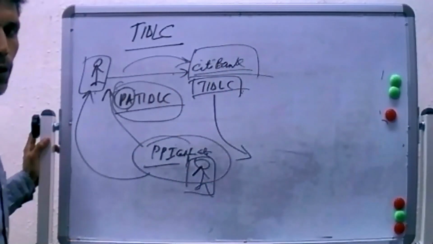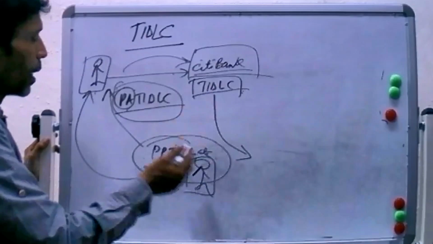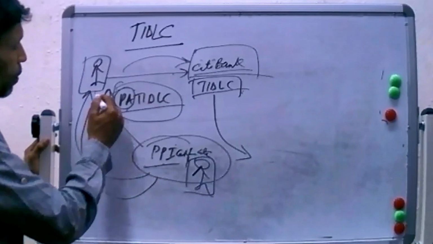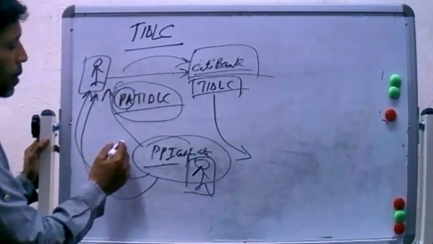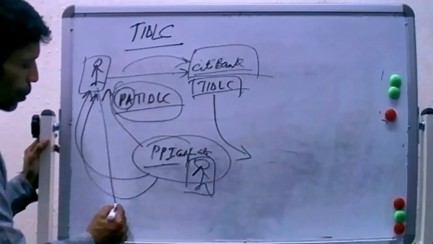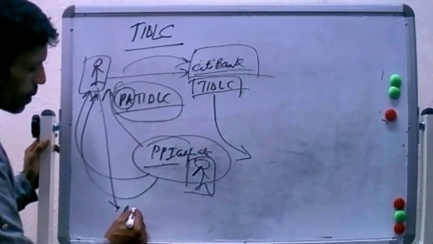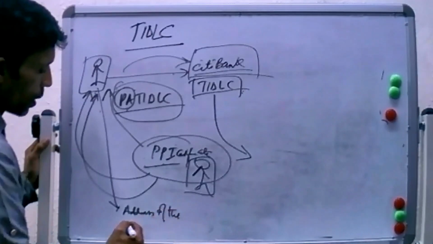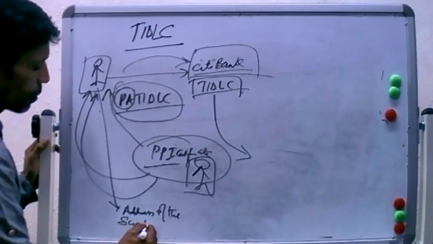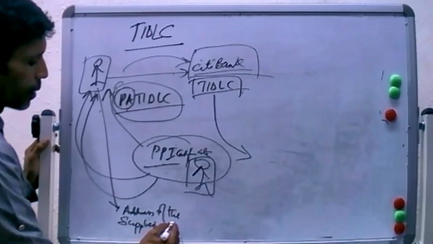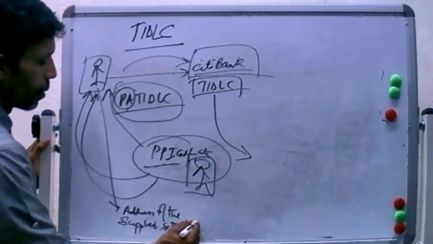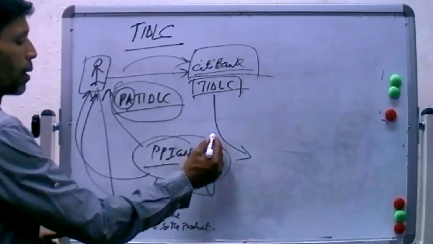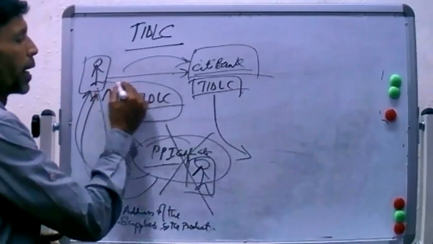If he did not open a PA TIDLC in his bank and he asked you for proof of product and you directly provide him the PPI certificate, that means he will come to know the address of the supplier and the product. So what will he do now? He will leave you and he will directly go to the supplier.